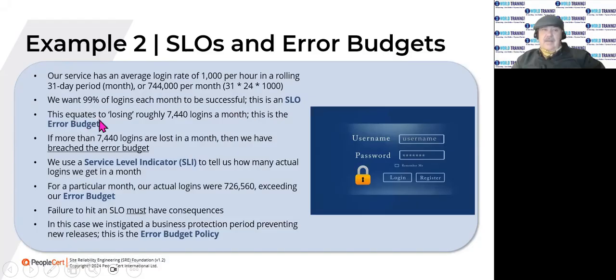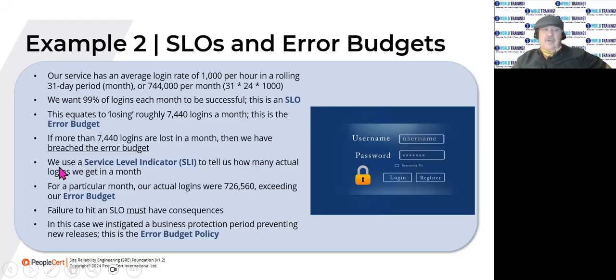Do the math again. It equates to losing 7,440 logins in a month. So that is your error budget: 1% of 744,000 is 7,440 logins per month. If more than that number of logins are lost in a month, then you have so-called breached your error budget. You've missed your target.